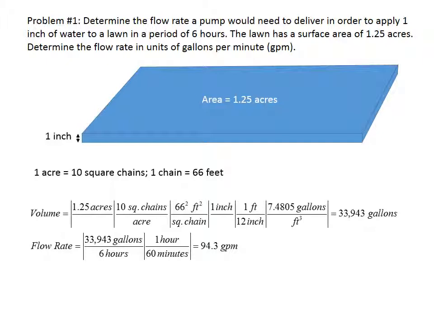Our flow rate would be this volume over a period of 6 hours, and then convert the hours into minutes, and we find that the flow rate is 94.3 gallons per minute. So if we had a pump that could deliver up to 100 gallons per minute, that would be satisfactory for this problem.